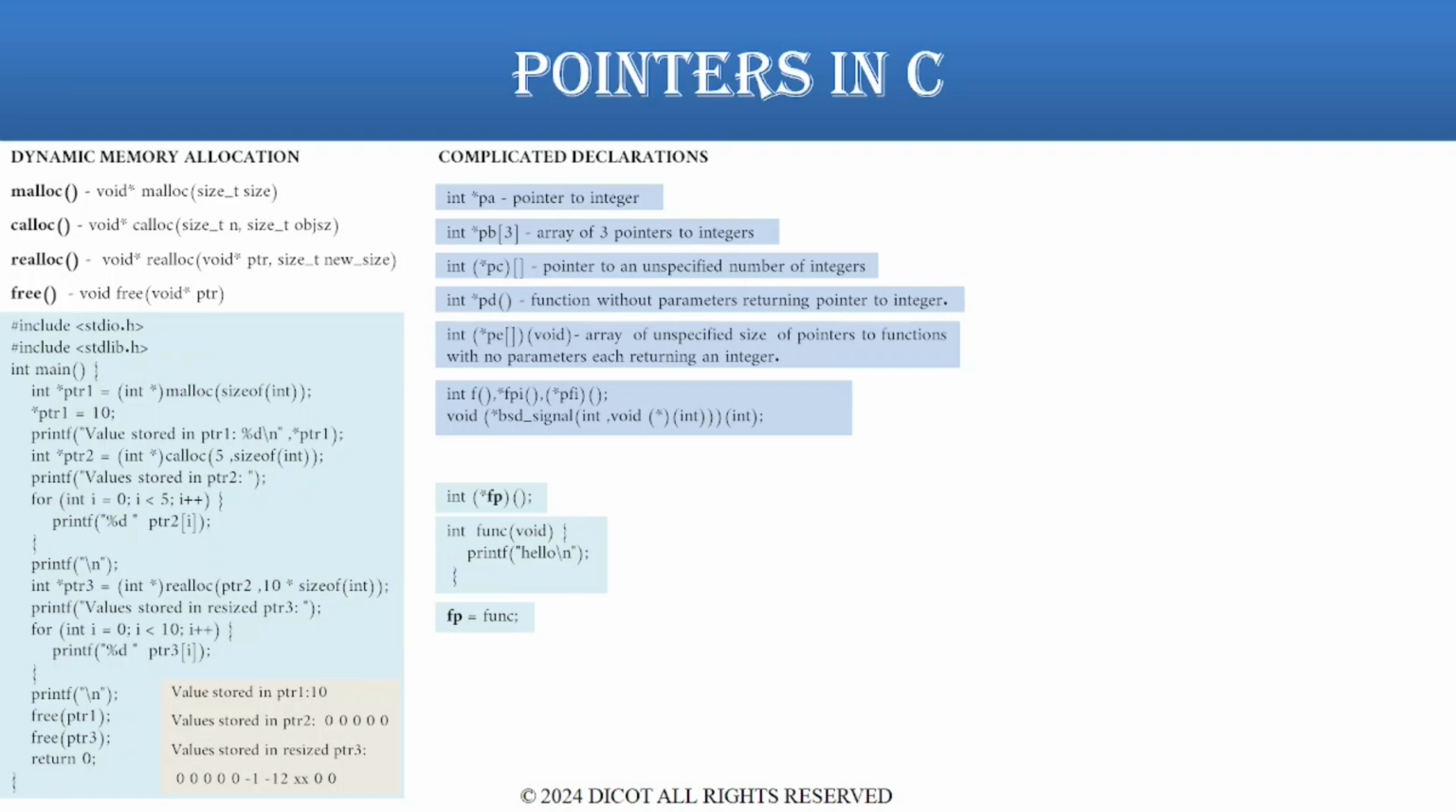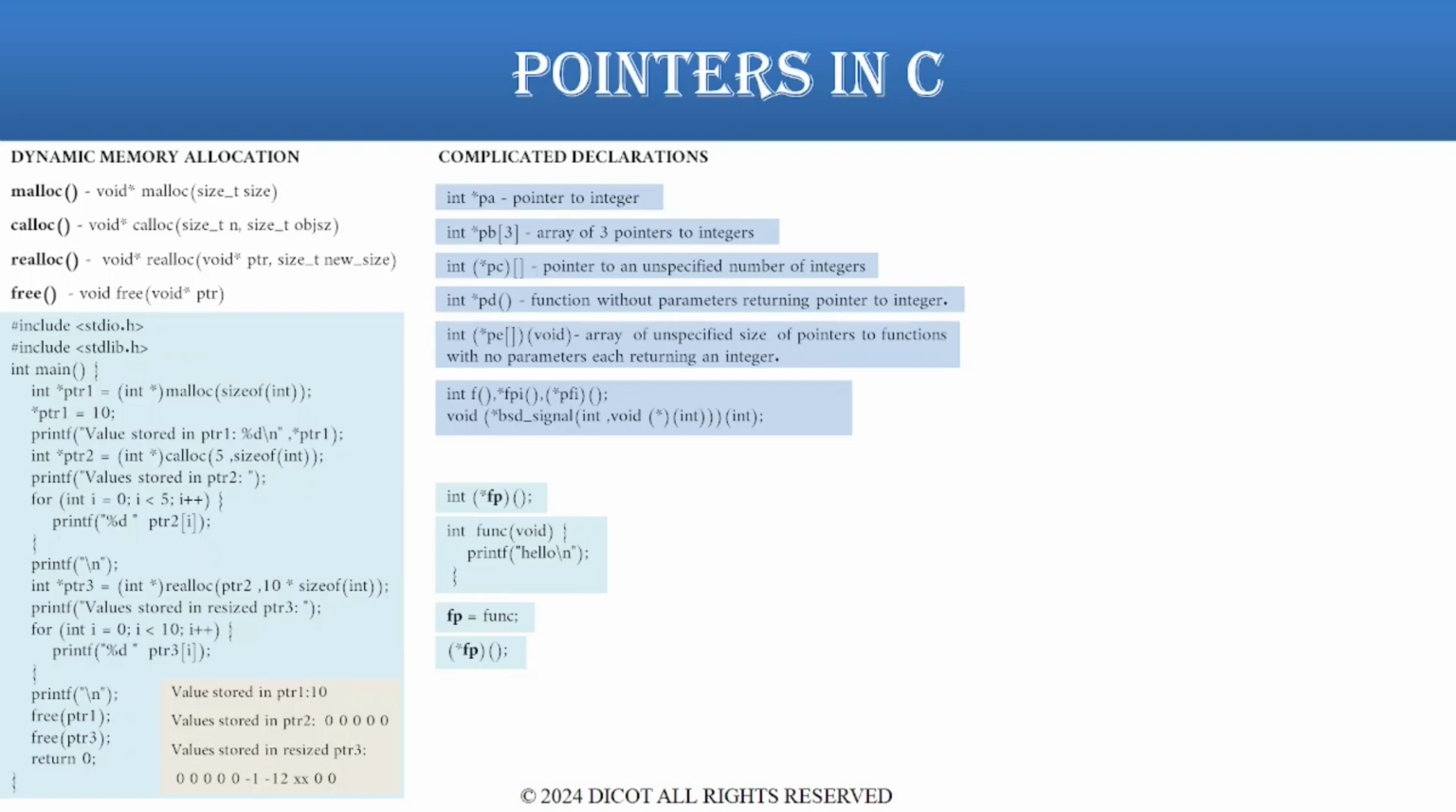fp assign func. Here fp is assigned to the address of the function func. The name of the function, in this case func, can be used to refer to the address of the function. So fp assign func makes fp point to the function func. Calling the function through the pointer. This line calls the function using the function pointer fp. The dereferencing *fp is optional because simply calling fp with parenthesis would also work. Both syntax are valid.